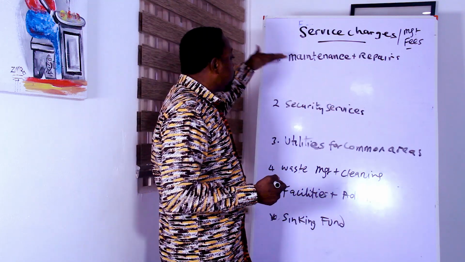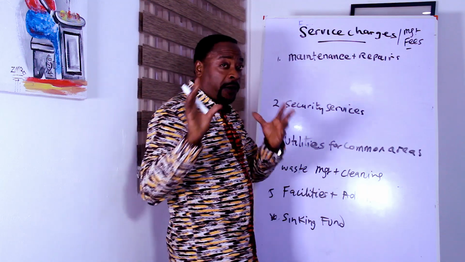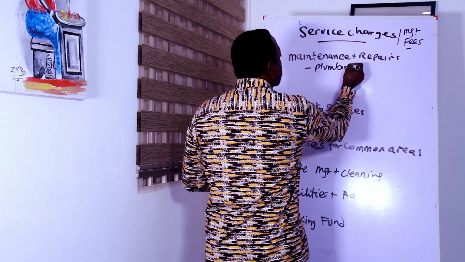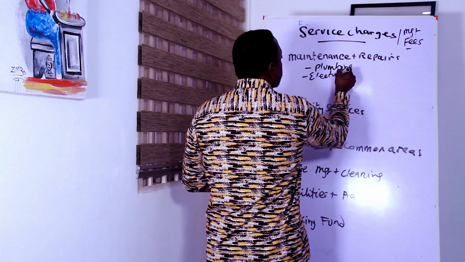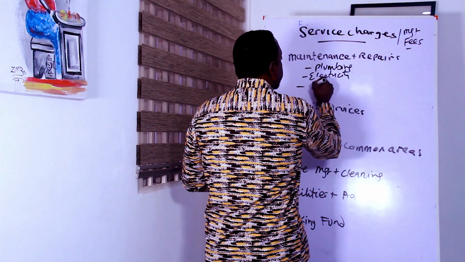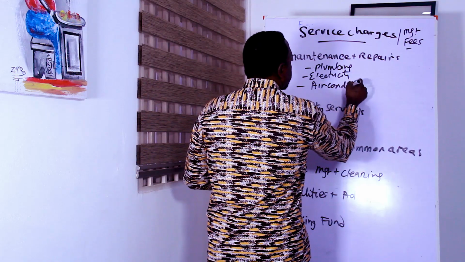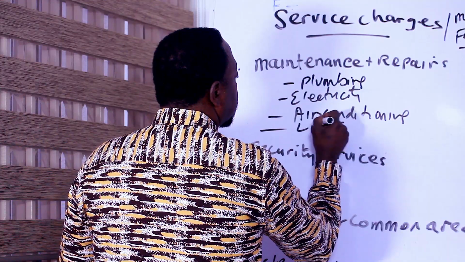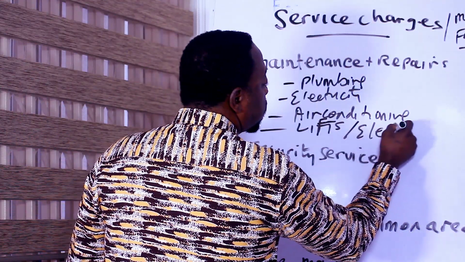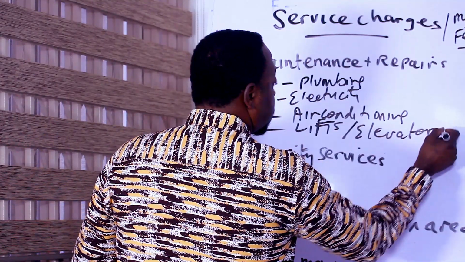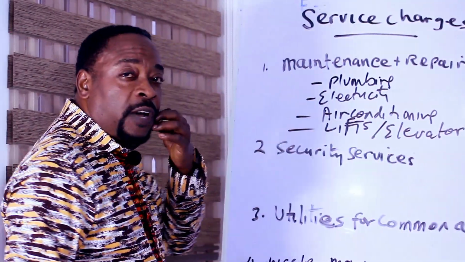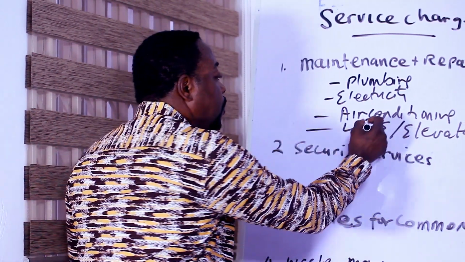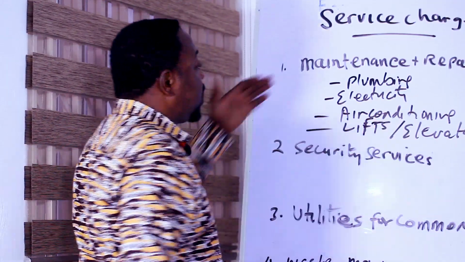So we're going to look at the components of service charges today. I'll be very quick with this one. The first one is the maintenance. We're looking at plumbing, electricity, air conditioning, ACs, lifts, or elevators for Americans. For Americans, we call it elevators. For us English people, we call it lifts. Yeah? So the service charges is just for these.